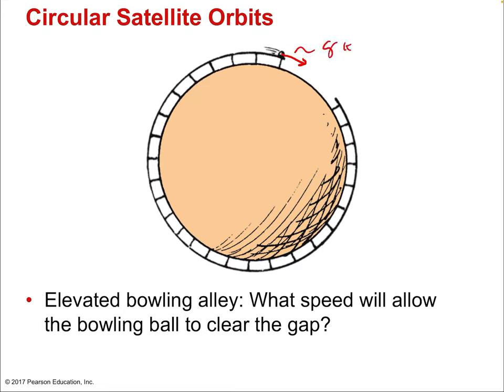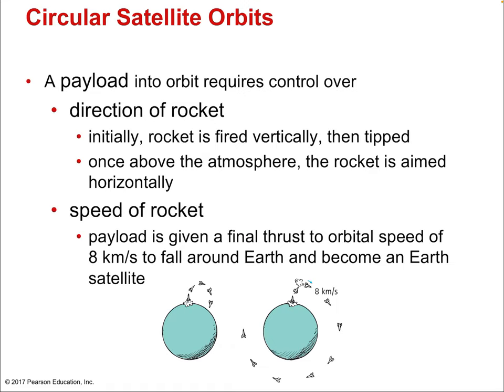Which is 8 kilometers per second, because every 1,000 meters is a kilometer. So that's what circular orbits are all about. And things that are in circular orbits are called satellites. Lots of man-made ones, artificial satellites, lots of natural satellites as well, or at least one for Earth, but other planets have lots of satellites.